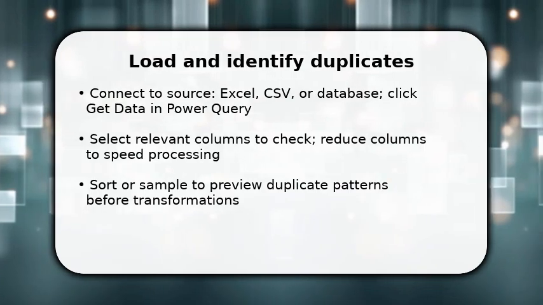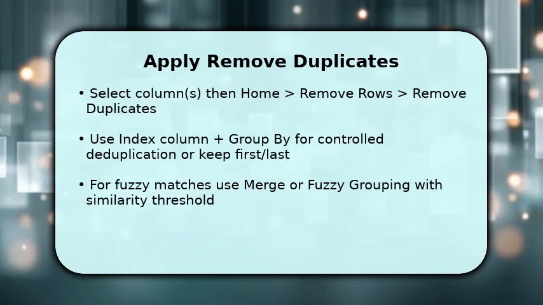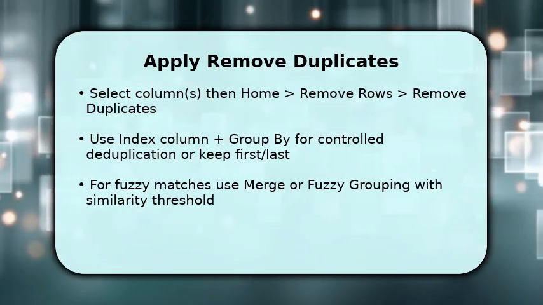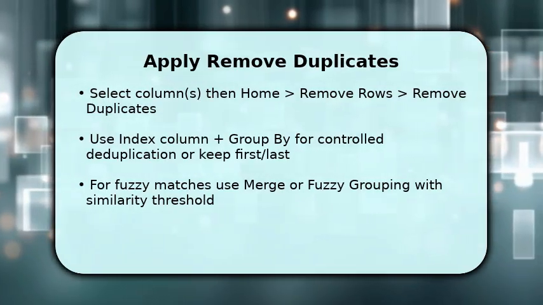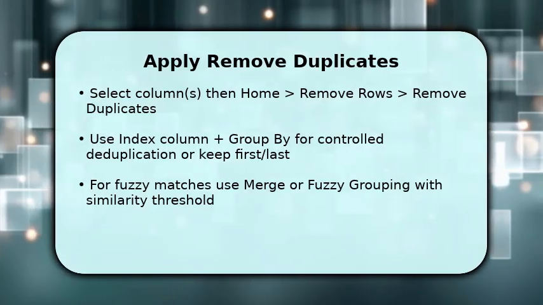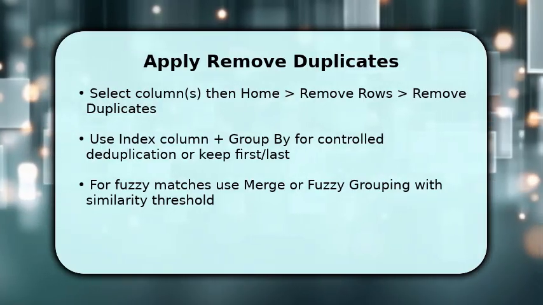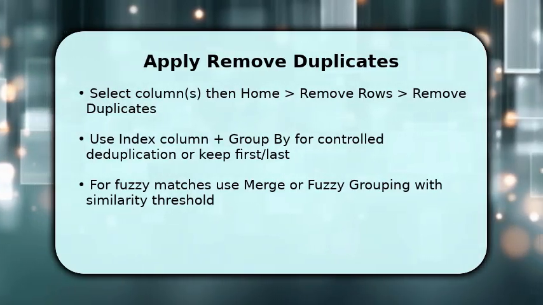You now select the column or set of columns that define duplicates and choose Remove Duplicates from the Home ribbon. Power Query keeps the first occurrence by default. If you need granular control, add an index column and group by to pick first, last, or an aggregated row. This is how you preserve a preferred record.